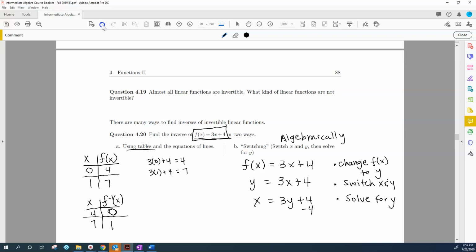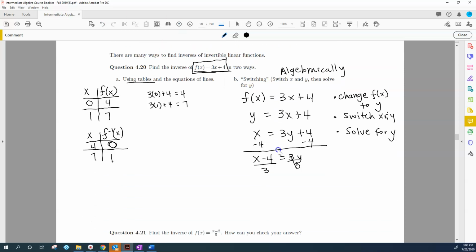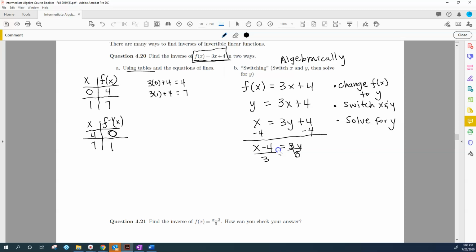So I'm going to start by subtracting my 4 over, because I'm trying to get y by itself. So I get x minus 4 equals 3y. And then I need to divide both sides by 3 to get y by itself. Now you can leave your answer in that form, but oftentimes it's going to be better to think of this as dividing both of these by 3. So this is the same thing as saying x over 3 minus 4/3, because I'm dividing both of those parts by 3.